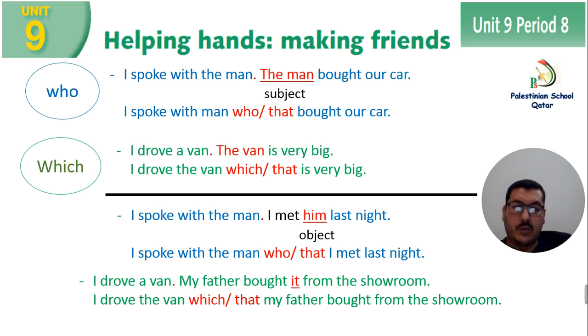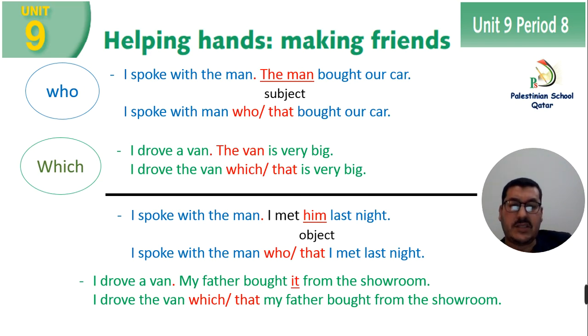Another example about which: I drove a van. My father bought it from the showroom. It becomes, I drove the van which my father bought from the showroom. So I remove the full stop, and I also remove it here, and we put which instead, or that. This is all about relative clauses. So we use who and which to give essential information about the person or the thing we are talking about.